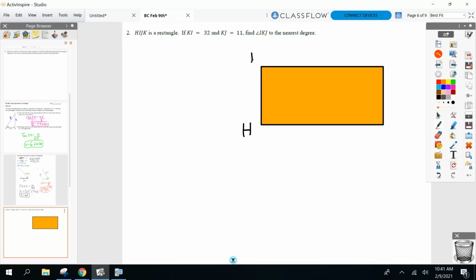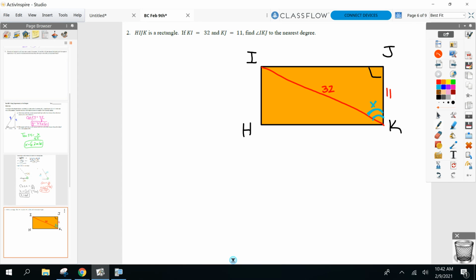Rectangle HIJK. KI, that's a diagonal, 32 units. KJ is 11. Find angle IKJ. Do you see where the right triangle is? Rectangles have right angles, so J would be my right angle there.